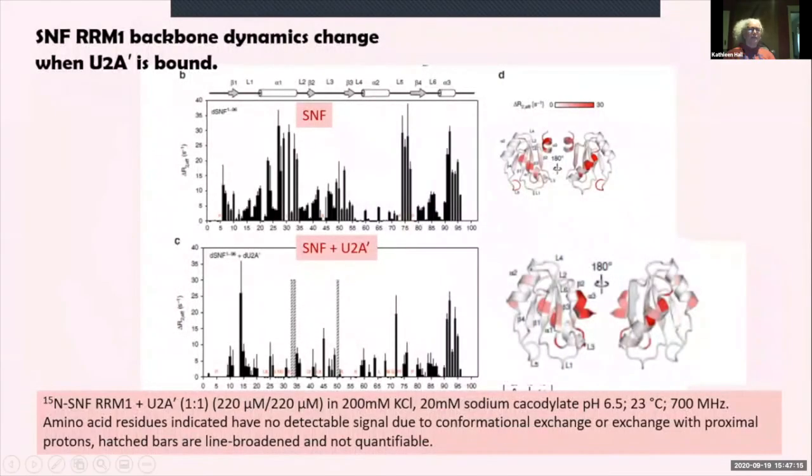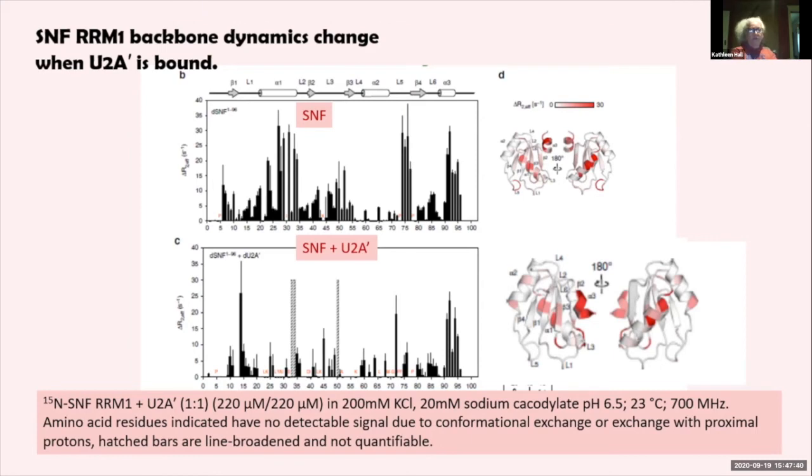If we look at the dynamics now of SNF RRM1 when the protein is bound, this is SNF alone, and this is SNF now bound by U2A prime. The dynamics now are very different. And in fact, this was a very difficult experiment for Greg to do, because we did not deuterate these proteins. We didn't deuterate the LRR domain. It turns out it's difficult to work with.